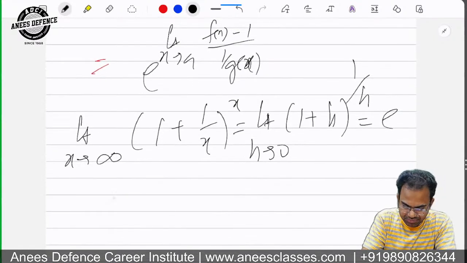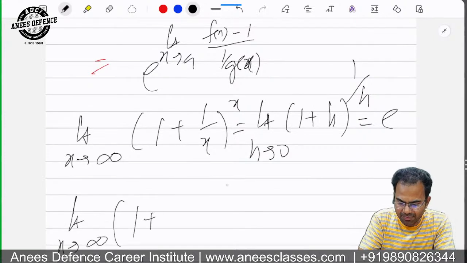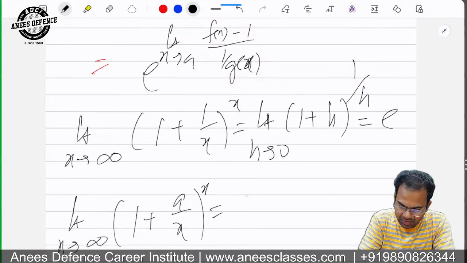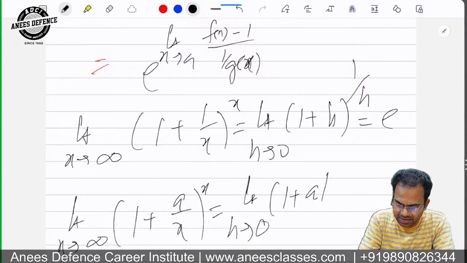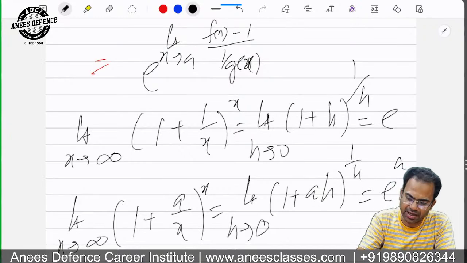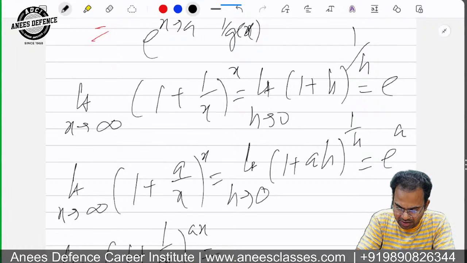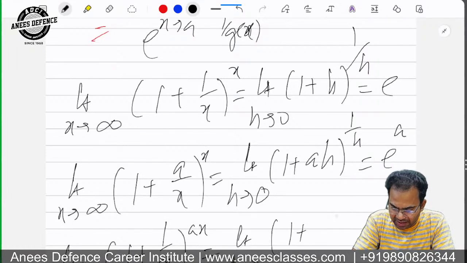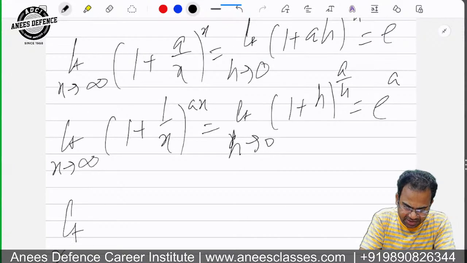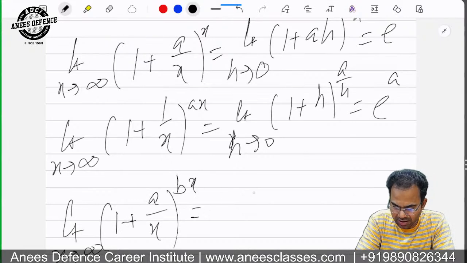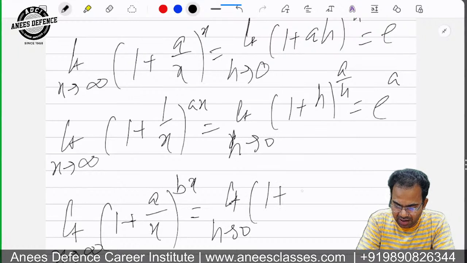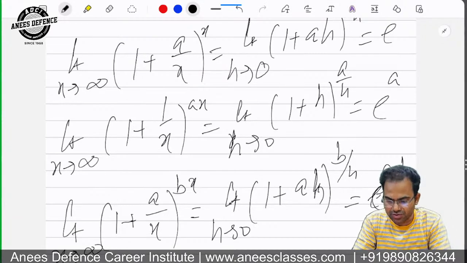Suppose limit x tends to infinity of 1 plus a upon x, whole to the power x, or limit h tends to 0 of 1 plus h, whole to the power 1 by h, you will get e to the power a. Limit x tends to infinity of 1 plus 1 upon x, whole to the power ax, or limit h tends to 0 of 1 plus h, whole to the power a upon h, equals e to the power a. At last, limit x tends to infinity of 1 plus a upon x, whole to the power bx, or limit h tends to 0 of 1 plus h, whole to the power bh, equals e to the power a into b.